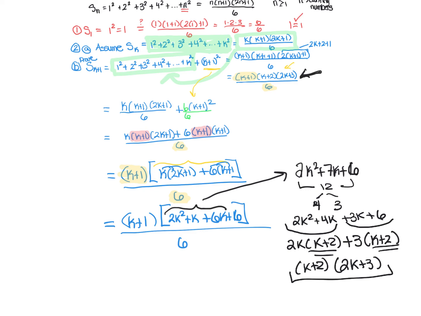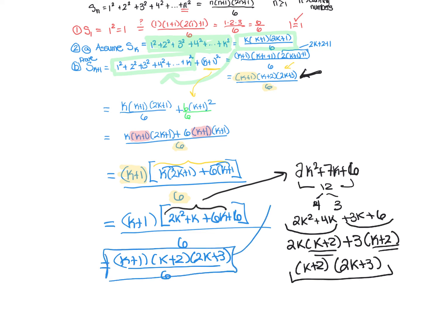Look. So you proved it, guys. Here we go. K plus 1. We know this big blue bracket thing factors into and cleans up into k plus 2 and 2k plus 3. And this whole thing is divided by 6. And this thing that I'm boxing is what we had right there. So we proved it. Great job.